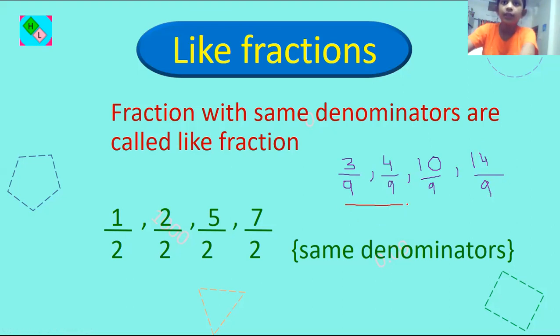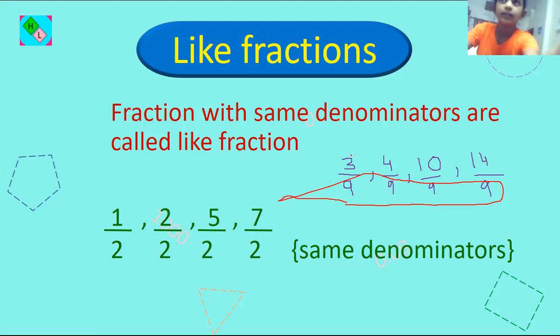In this, you need all the denominators to be the same. So in this, all the denominators are the same. All have 9 as their denominator. See, 3/9, 4/9, 10/9, 14/9, same denominators. That means these 4 sets of fractions are like fractions.